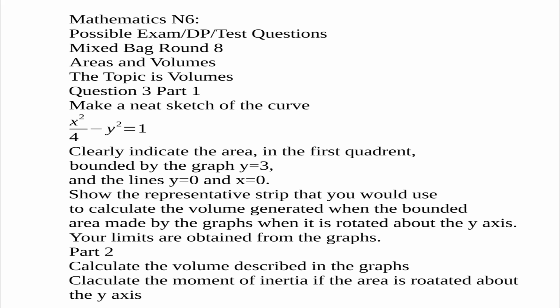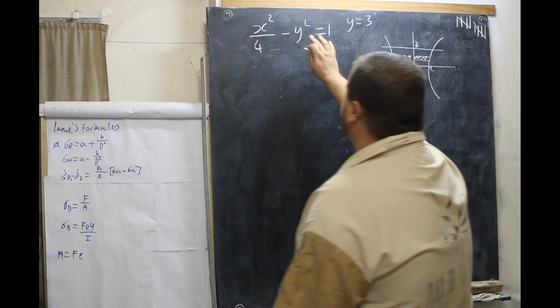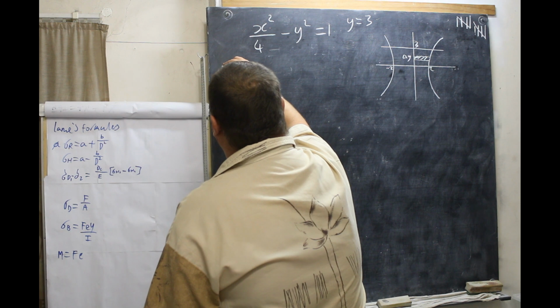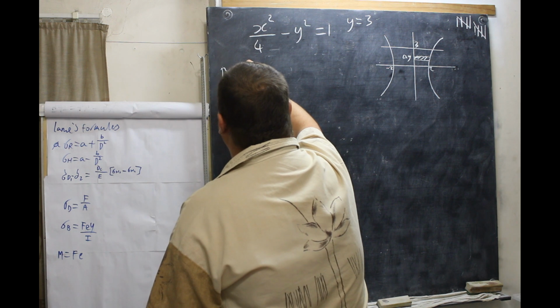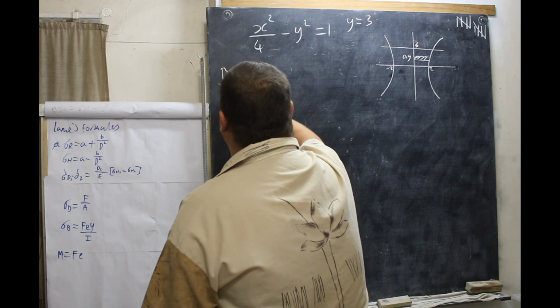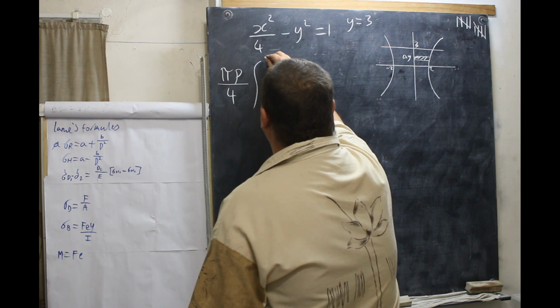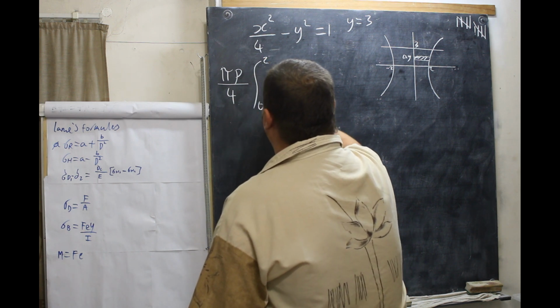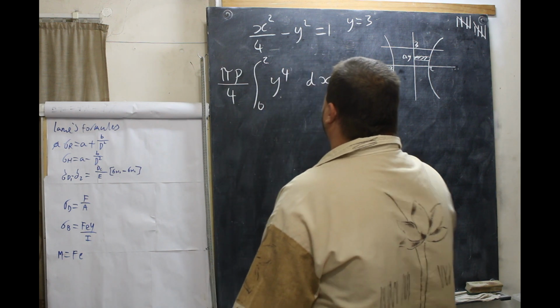Okay, we have the same formula. Now we have to give the moment of inertia about the y-axis. So y has to be the subject of the formula, and it goes pi over 4, the integral from 0 to 2 of y to the power 4 dx.